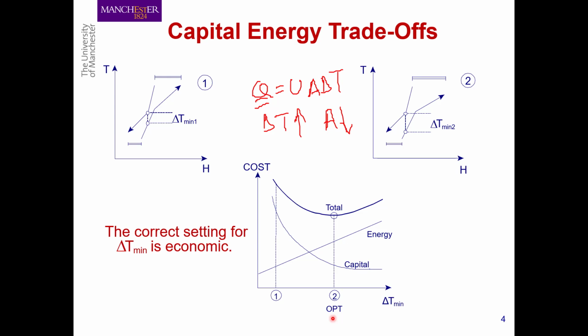Now, in this diagram, we are looking at a very simplified case of the different costs. For example, in energy cost, we are not looking at different forms of energy; here we are just looking at the energy cost increasing linearly with delta T min. But we can have situations where the cost of energy can be different because we are looking at different forms of energy.